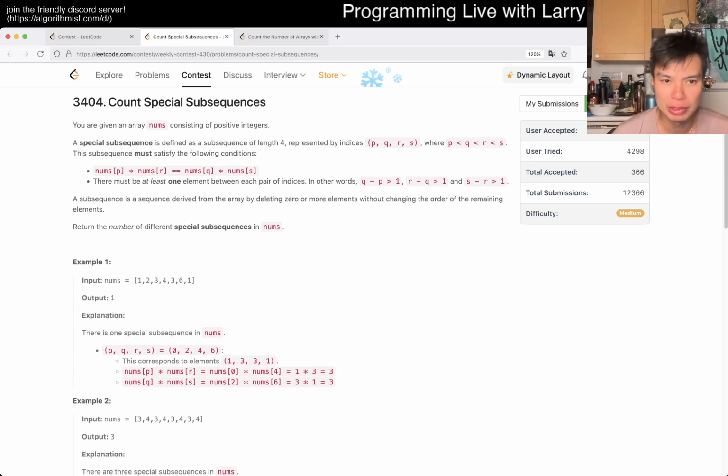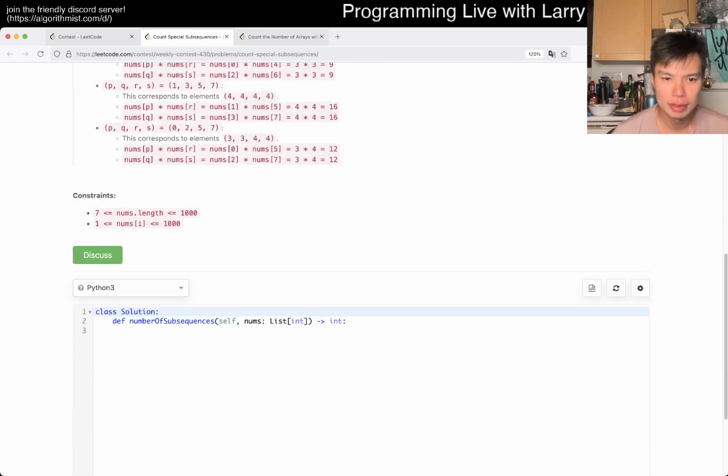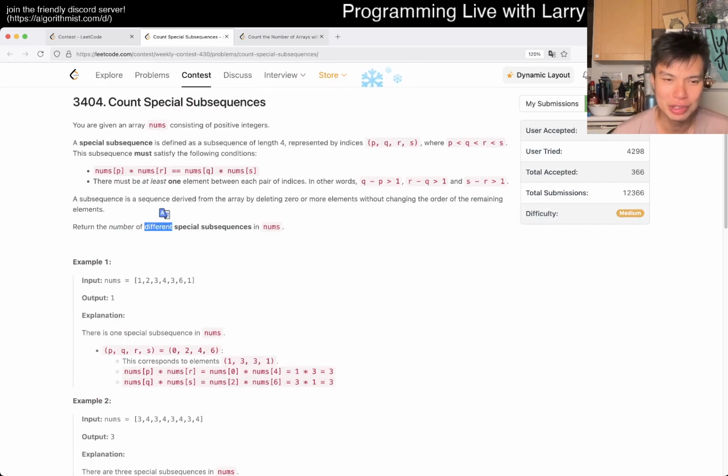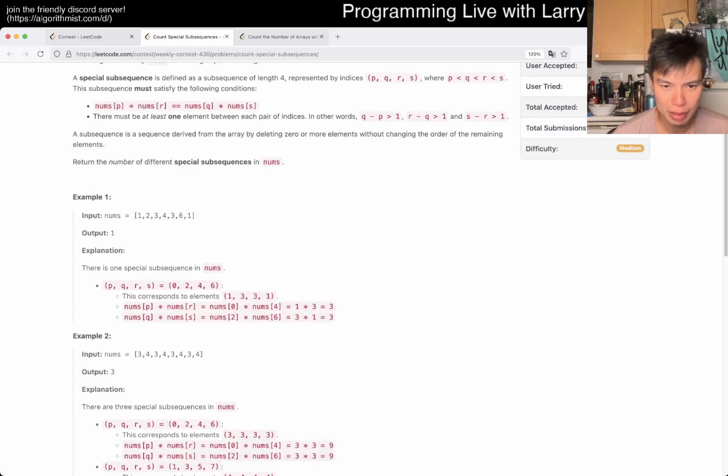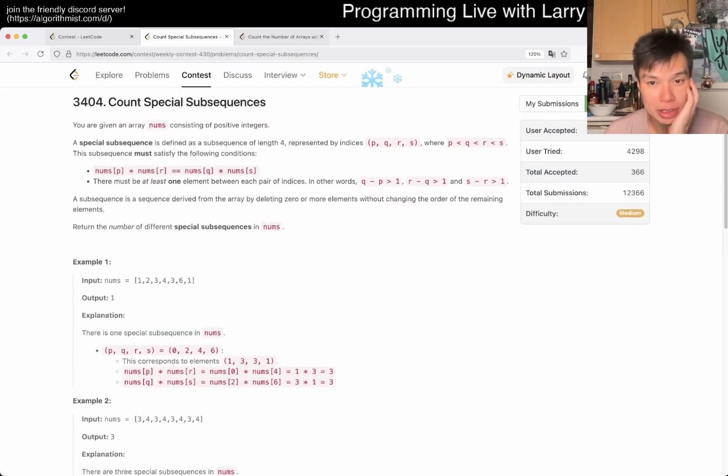What's a different subsequence? They definitely define what a different subsequence is. And what I mean is just that different can mean a number of different things. Is it the PQRS that's different, or the nums sub whatever that's different? I don't know. Anyway, okay, focus.